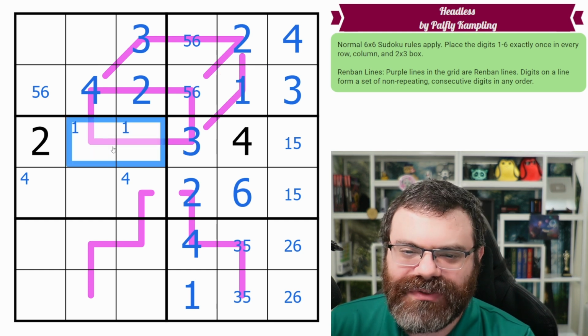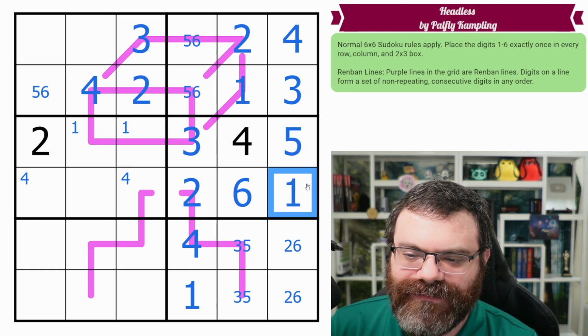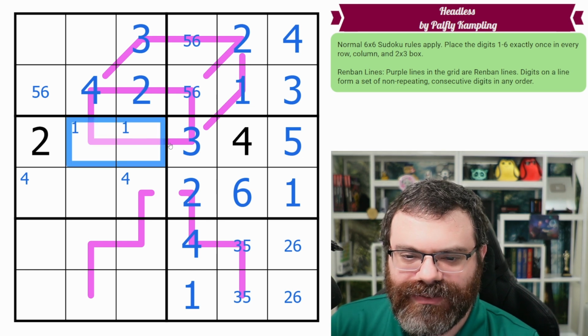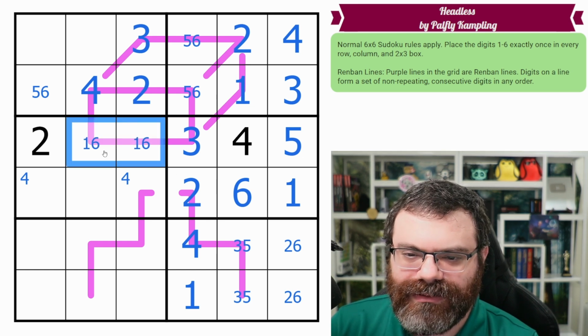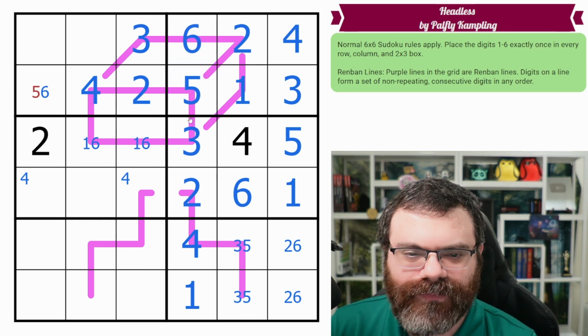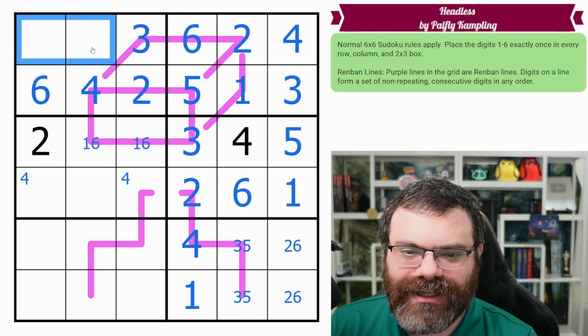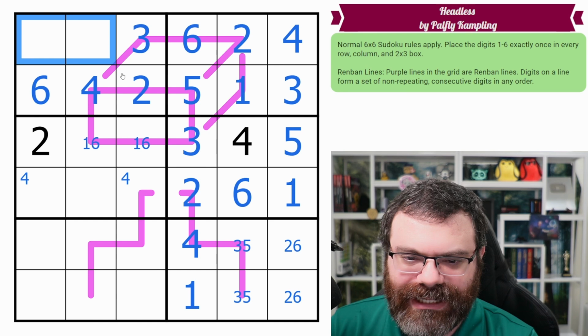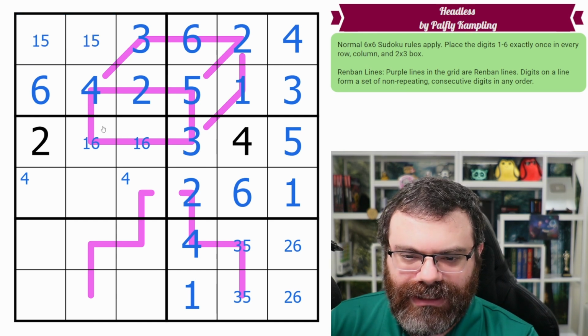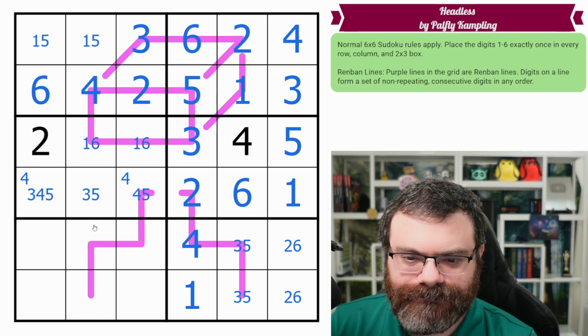And so now that we know blue is 1, 1 is here, which means this isn't 1. So that's a 5 and a 1. And so this is a 1, 6 pair. The 1, 6 pair means the 5 has to go here on this Renban, which makes that the 6. That's a 6. Very nice. Okay, so this is 1, 5. Okay, these are 3, 4, 5. That's not 3, that's not 4.